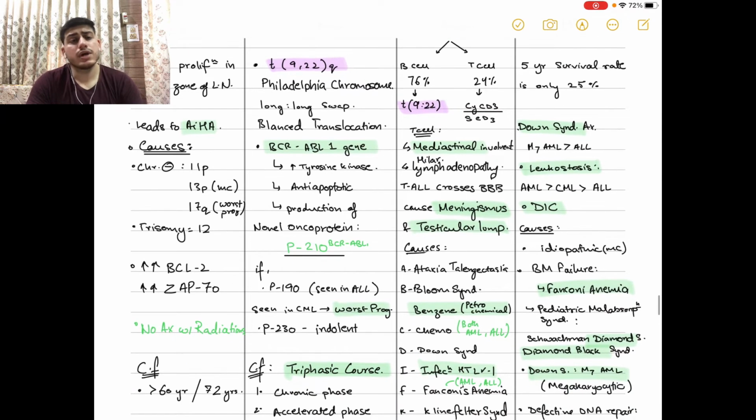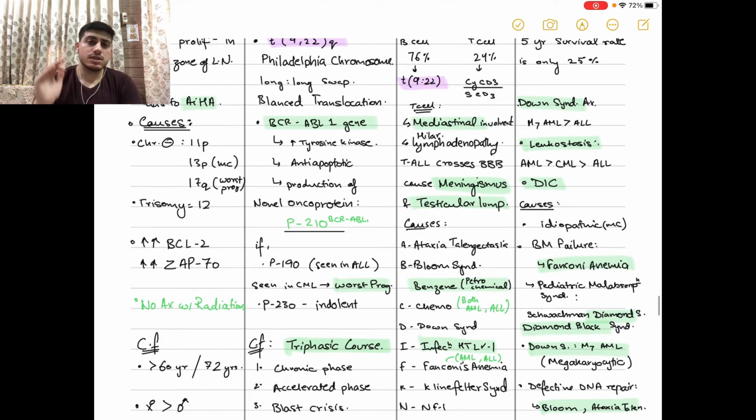So how can you differentiate B and T? There is a very simple thing, as I already mentioned, the Philadelphia chromosome. If the Philadelphia chromosome is there, the translocation of 9;22, then it tells us it's B cell ALL. And when there is cytoplasmic CD3 or surface CD3 found, so CD3 means T cell lymphoma. Oh, sorry, T cell ALL.